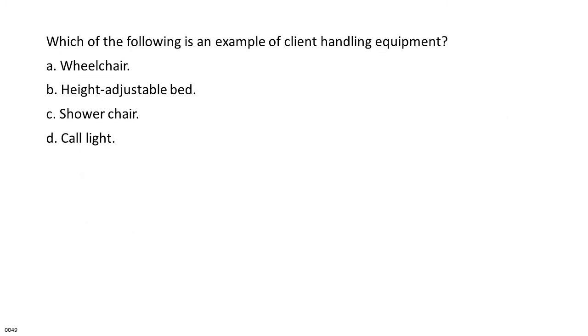Which of the following is an example of client handling equipment? A. Wheelchair. B. Height adjustable bed. C. Shower chair. D. Call light.